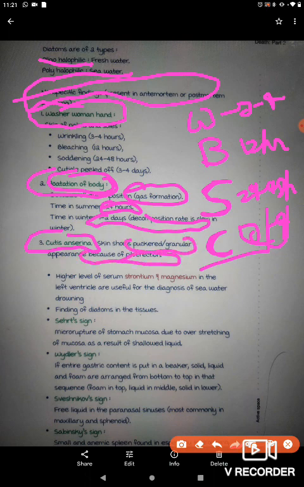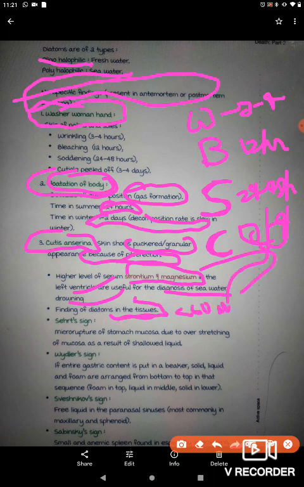Higher level of serum strontium and magnesium in the left ventricle, we said that it was because of this diagnosis of seawater drowning. For the finding of the diatoms in the tissue, we also saw that diatoms less than 60 micron enter into the bone due to the well developed Haversian canal system. Apart from that, we are also seeing Sehard sign. So several signs are there: Sehard sign, Wedler sign, Sveshnikov sign, and Sabinsky sign.